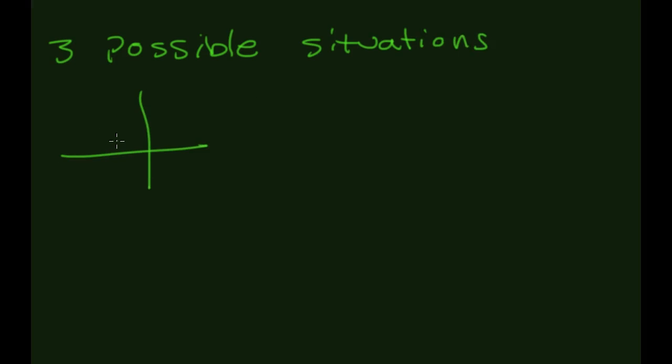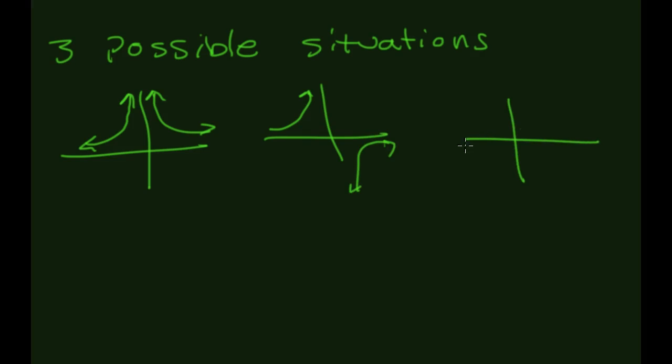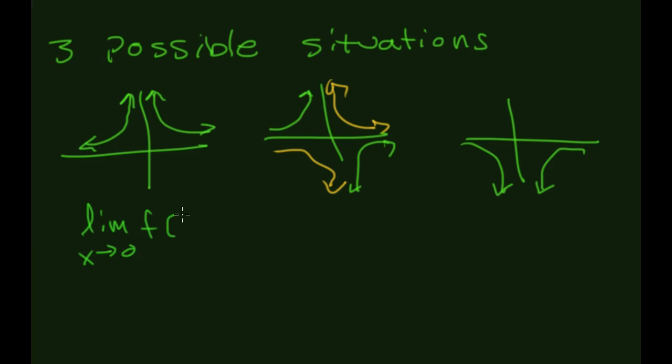Either an asymptote exists because the function goes like this and like this. The function goes like this and then like this, or its opposite. Or the function goes like this and like this, right? So mind you, this second situation can also be something like this, right? So this one says the limit as x approaches 0 of f of x is infinity, right?